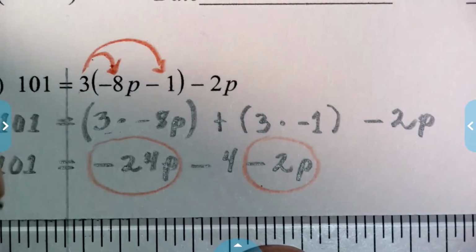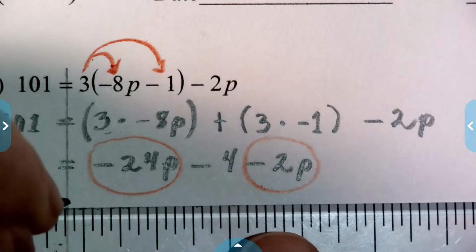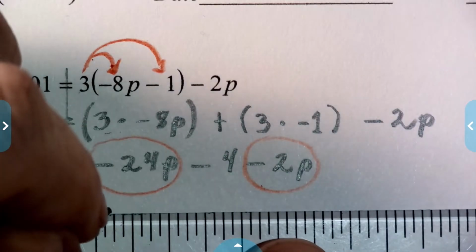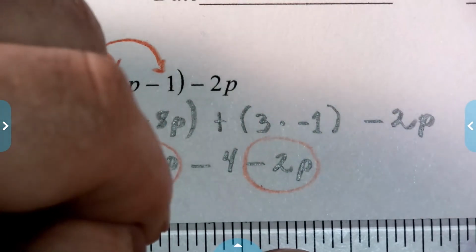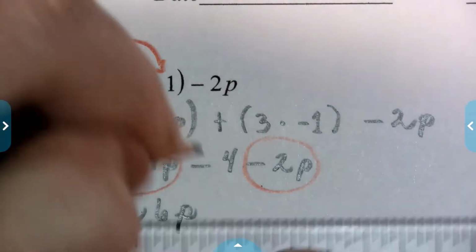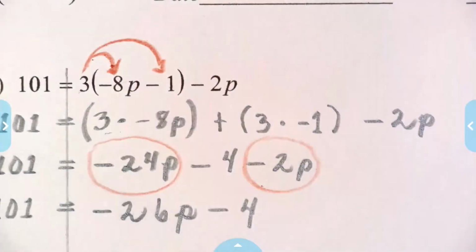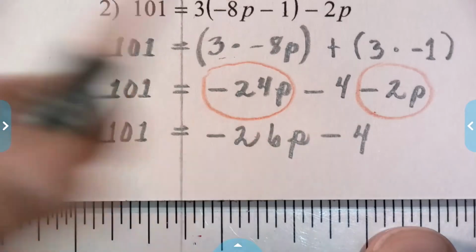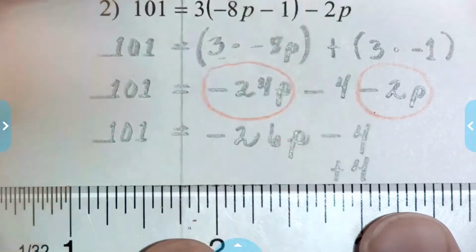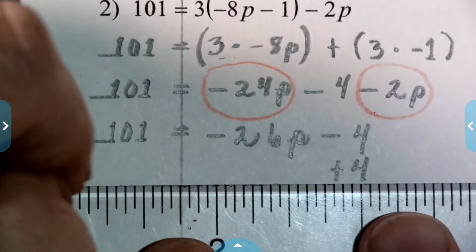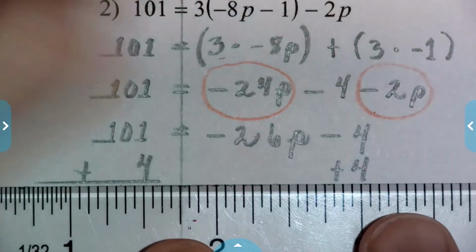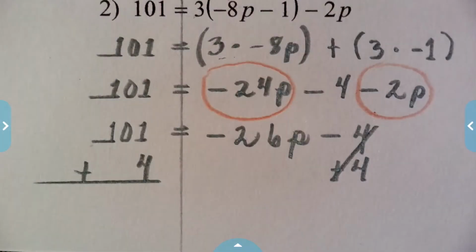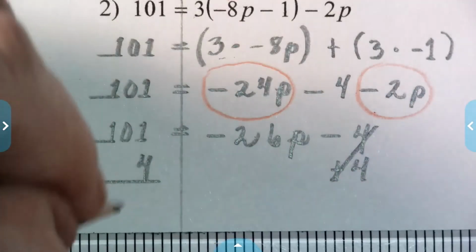So what I've got here is 101 equals -26p minus 3. Trying to get to the p, okay? But first I gotta get rid of the -3, so we'll do the inverse operation and add 3 to both sides to keep the equation in balance. So on the right, those cancel. Over here, I've got 101 plus 3 is 104.